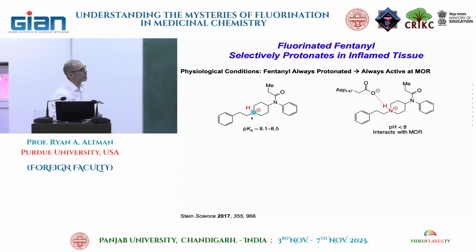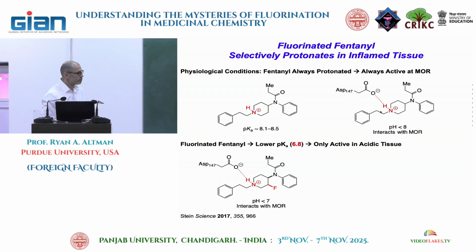So the drug structure itself has a basic amine. You can see the pKa there at physiological concentrations. That's going to be predominantly protonated. That amine is essential for engaging the mu receptor. So the electrostatic interaction between an active site aspartate and the protonated form of the drug drives affinity pretty significantly.